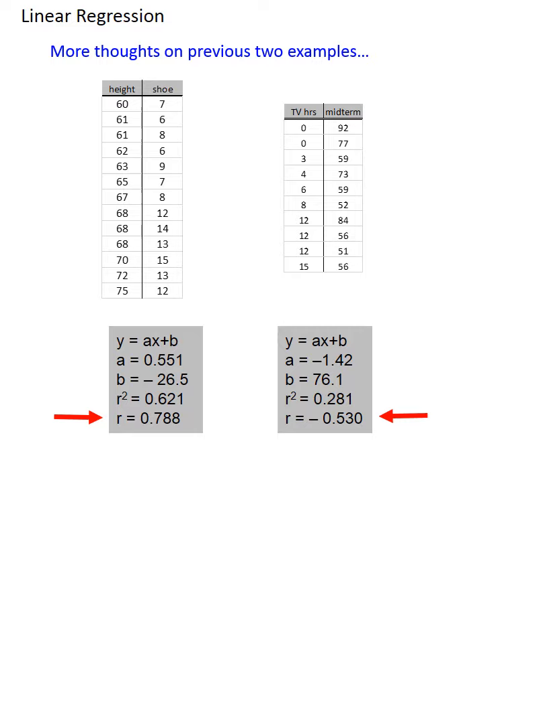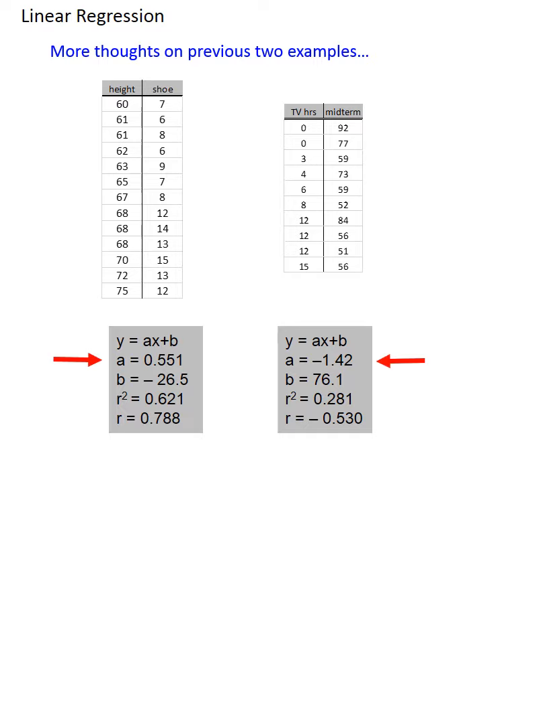And I don't mean higher because it's a positive number and positive numbers are higher than negative numbers. I mean in actual absolute value, 0.78 is bigger than 0.53. So there seems to be a higher correlation there. I would say that the predictions we made about shoe size are much more likely to be true population-wide than the predictions we made about midterm scores.